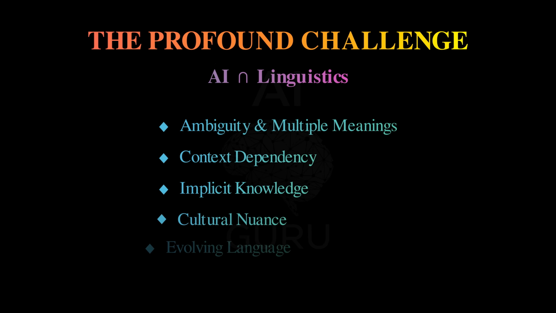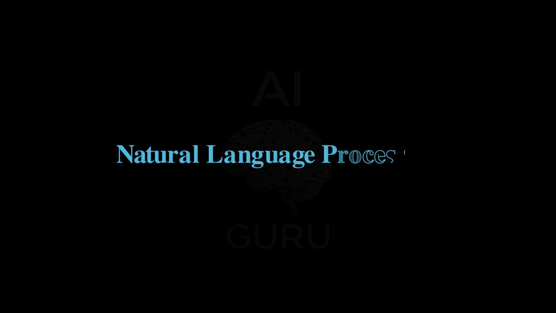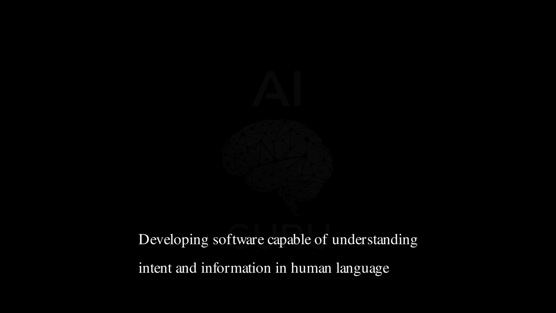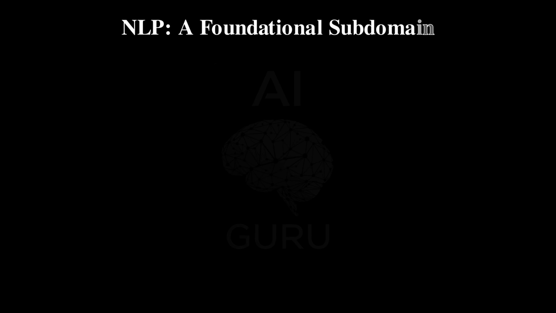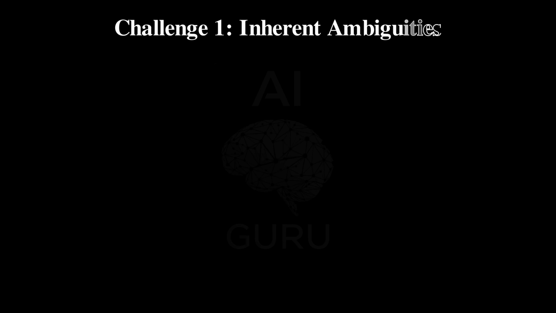The ideal goal is to enable seamless human-computer interaction using natural language. This involves more than just recognizing words. It means developing software capable of understanding the intent and the information expressed in human language, whether it's spoken or written, to achieve specific tasks. NLP is a foundational subdomain, integrating AI and linguistics. And you mentioned that understanding natural language is challenging for several deep, almost philosophical reasons.